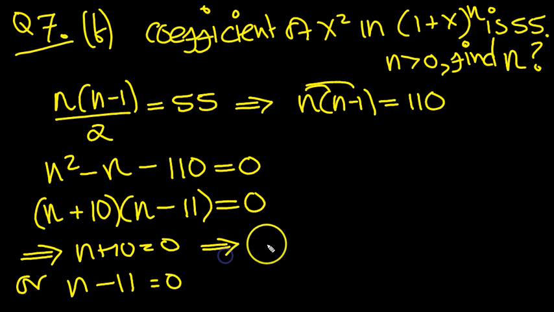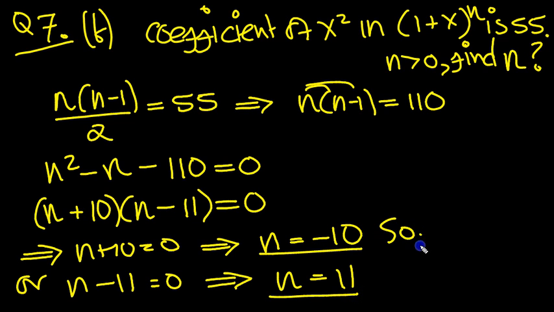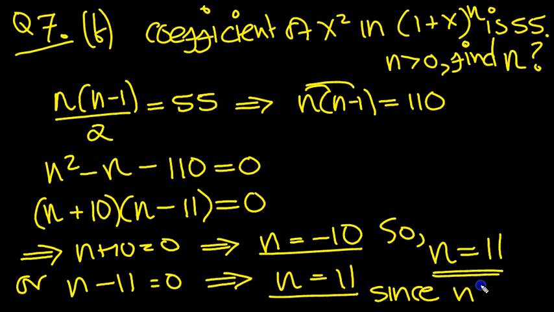This one, move the 10 over, n is equal to minus 10. Or this one, move the 11 across the equals and it becomes plus 11. And then we know that n is positive, n is greater than 0, so we can now finally write n equals 11, since n is greater than 0, positive integer. Okay, that's 7 done then. Great.